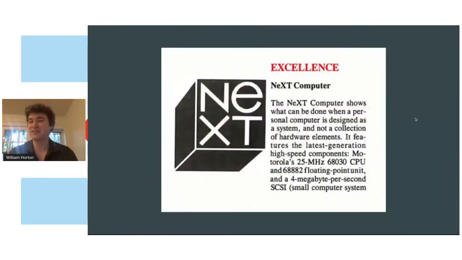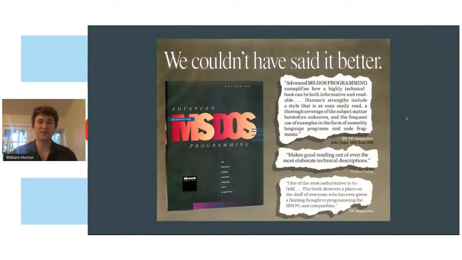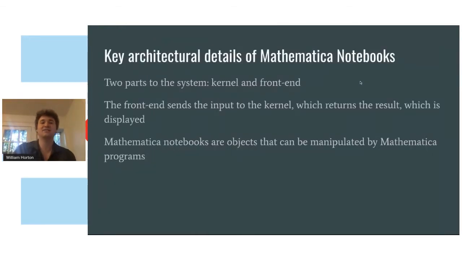So we have the NeXT Computer, and an interesting anecdote here is Steve Jobs is actually the one who convinced Wolfram to name the system Mathematica. So that's a little tidbit. You might recognize this, maybe. This HP DeskJet printer, that was state of the art back in 1988. And also this book, the second edition of Advanced MS-DOS Programming. So this is the computing environment that we were in, and Mathematica comes out. There are some key architectural details of the Mathematica notebooks that become important to the further development of these notebook interfaces. There are two parts to the system.